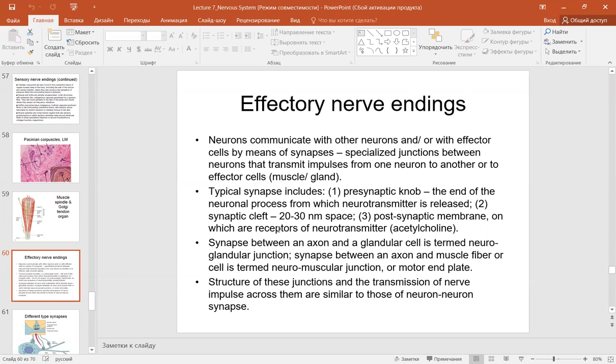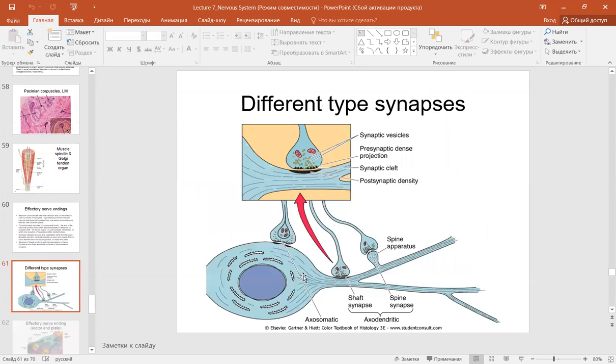In most of the cases it is, for example, acetylcholine. A synapse between an axon and a glandular cell is termed a neuroglandular junction. Synapses between an axon and a muscle fiber or cell are termed neuromuscular junction or motor end plate. The structure of these junctions and the transmission of nerve impulses across them are similar to those of the neuron-neuron synapse.